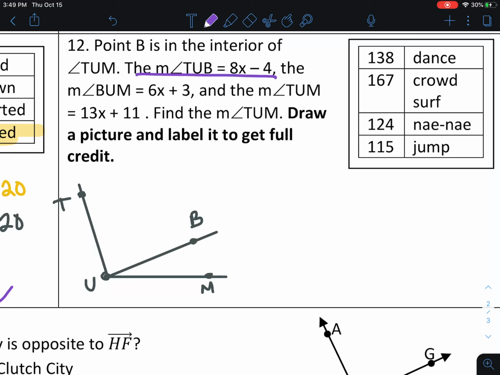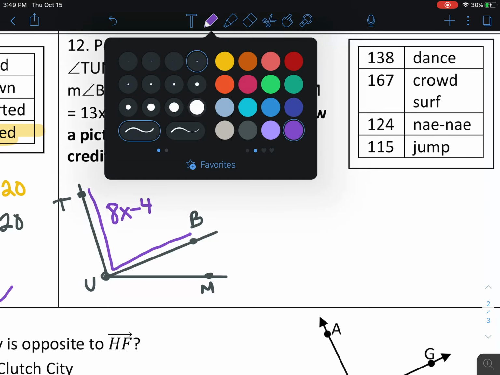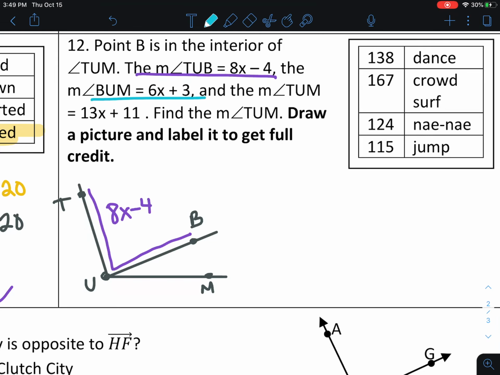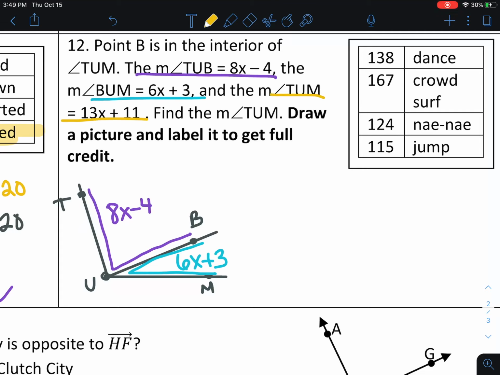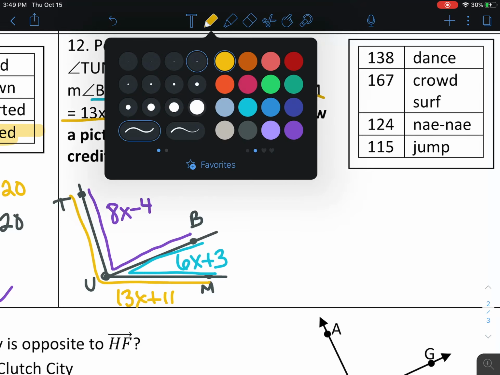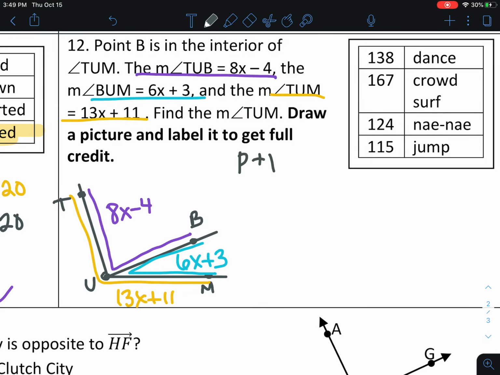TUB is going to be 8x minus 4. So that's T, that's U, that's B. So that part up there is 8x minus 4. Then we have BUM, so that's B, that's U, that's M. So that's 6x plus 3. And then we have TUM, which is the whole thing, which is going to be 13x plus 11. So just like before, it's going to be a part plus part equals whole. So that's 8x minus 4 plus 6x plus 3 equals 13x plus 11.